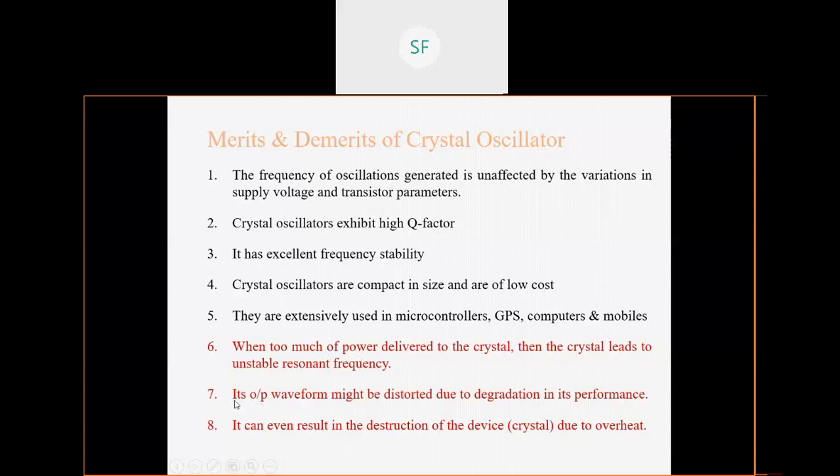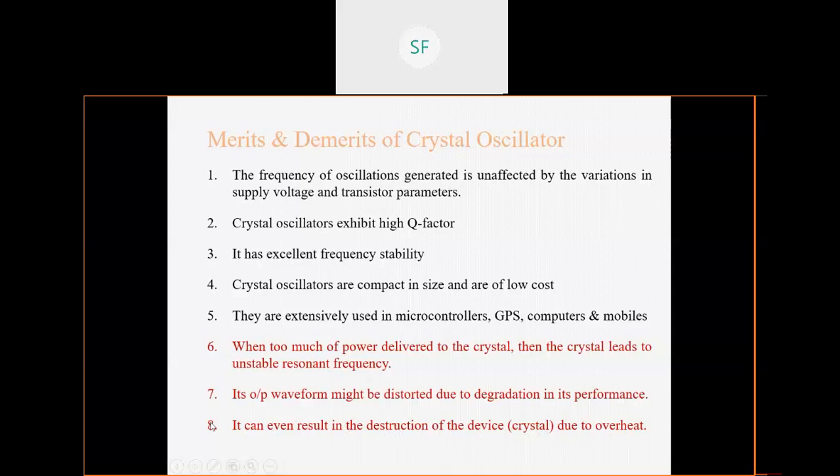Seventh is the output waveform might be distorted due to the degradation in its performance. So if your crystal oscillator is degraded in performance, then what will happen? In that case, the output waveform will not be a perfect sine wave. It will be somewhat distorted. And then the last one, it can even result in the destruction of the device, that is the crystal, due to overheating.